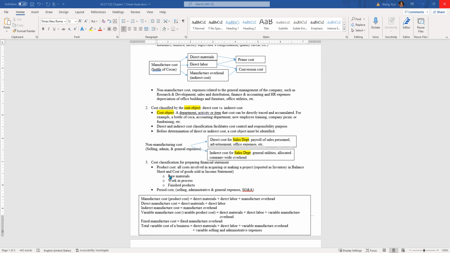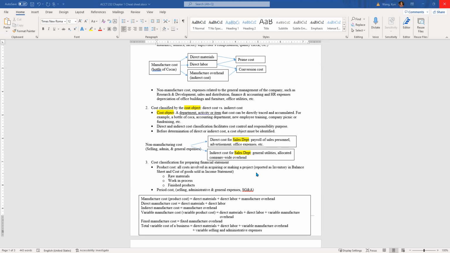I sometimes use product cost and manufacturer cost interchangeably, because product cost majorly refers to the manufacturer cost, the cost directly involved in making the products. But for financial statement preparation purposes, we are checking where we are going to disclose all of the manufacturer cost when we report the periodic financial statements.